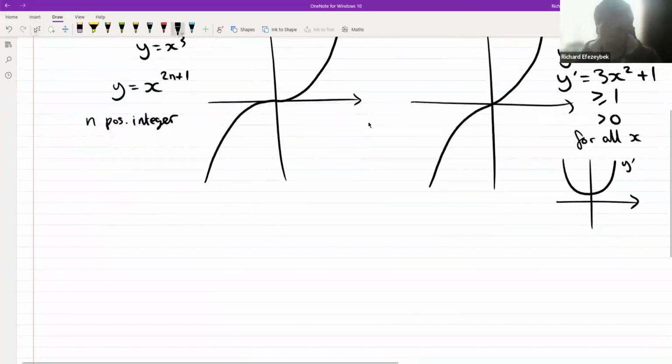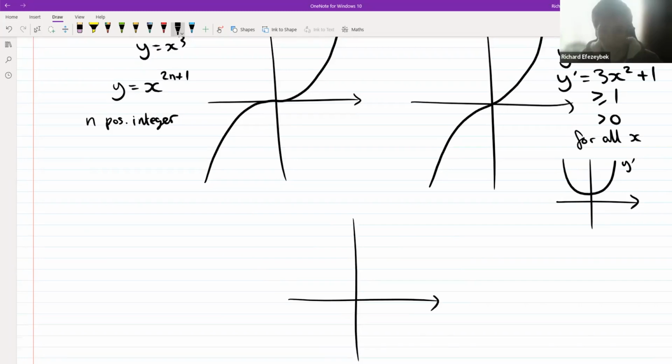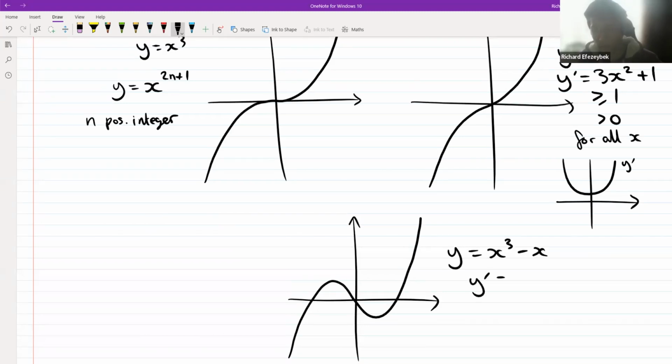Cubics also allow us to have more curvature. So quadratics have exactly one turning point. No points of inflection on a quadratic, but with cubics, we can have 2 turning points. Something like this. So similar equation to above, but instead of a plus x, I'll have a minus x.